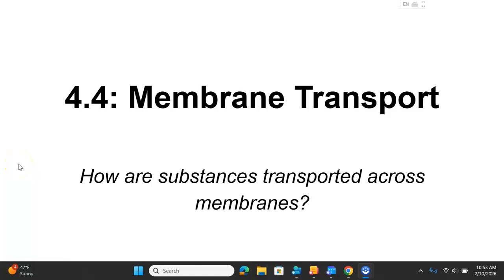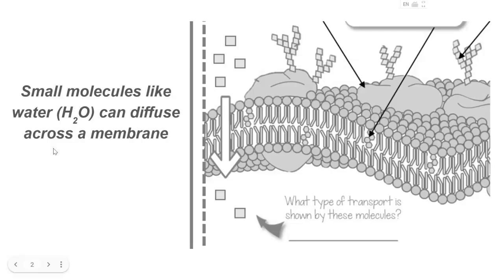All right, in Unit 4.4, we are concerned about how membranes are able to help our bodies maintain homeostasis, okay? And one of the ways that they do this is by transporting things across the membrane. So the question here is, how are substances transported across membranes? So first of all, small molecules like water can diffuse across a membrane.